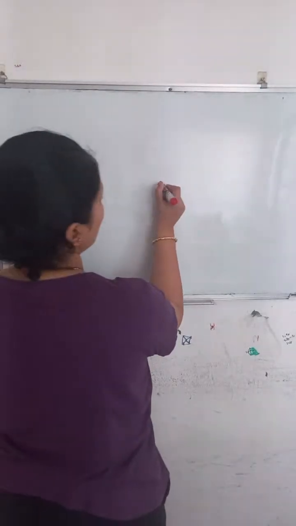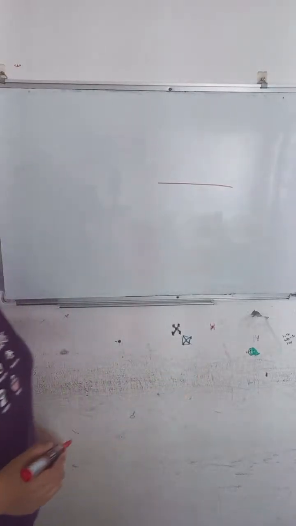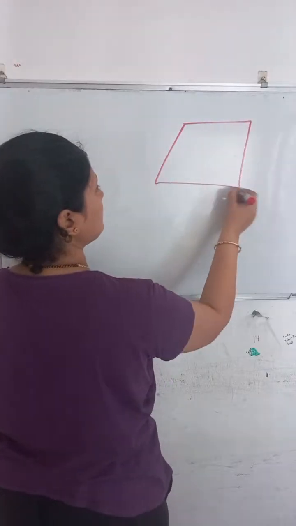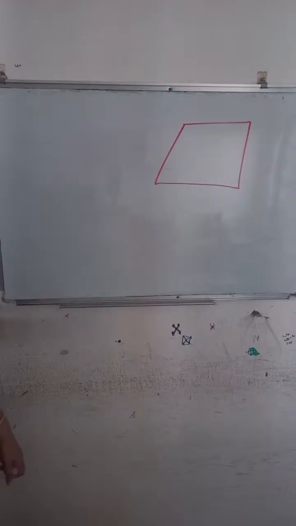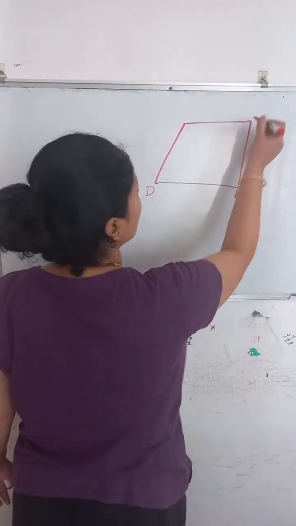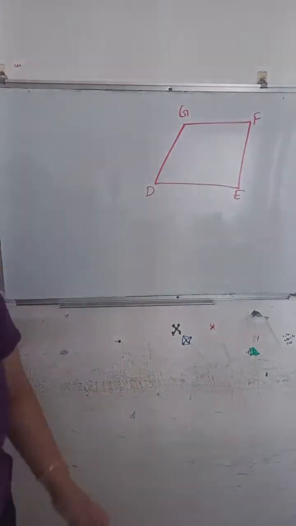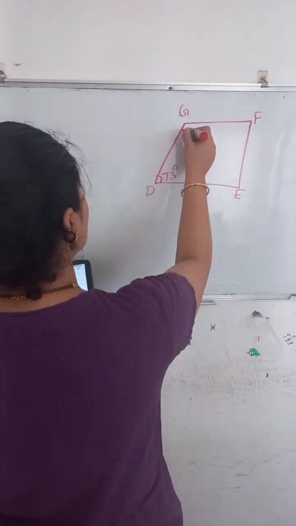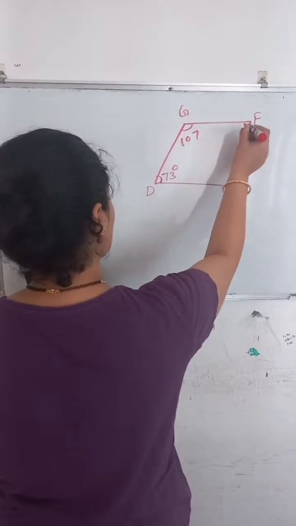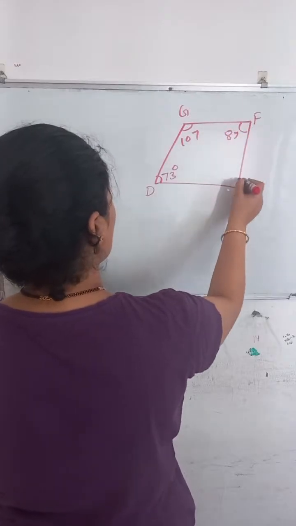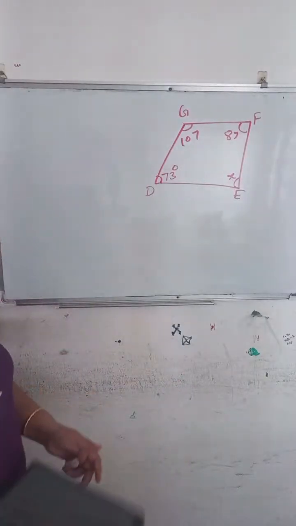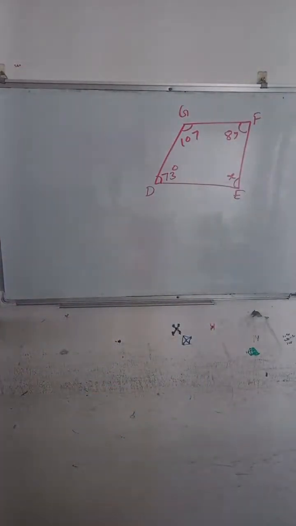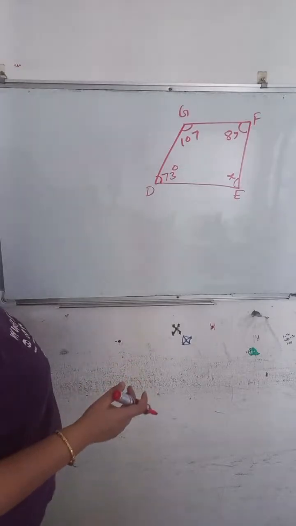Okay, so here the diagram is given. So this is DEFG, D, E, F and G. The angle values are given: 73, this is 107, this is 87, and this is X. Here I want to find out the angle value of DEF.